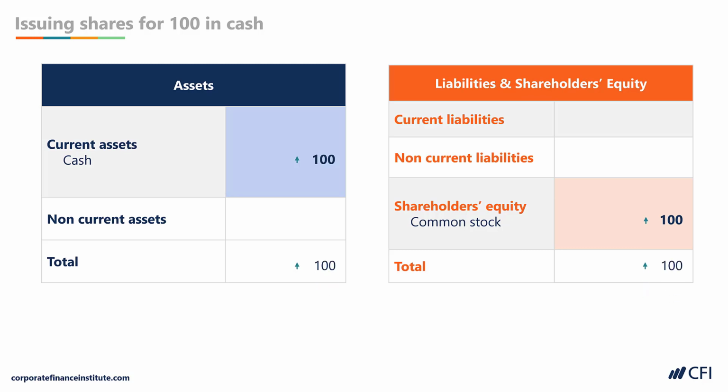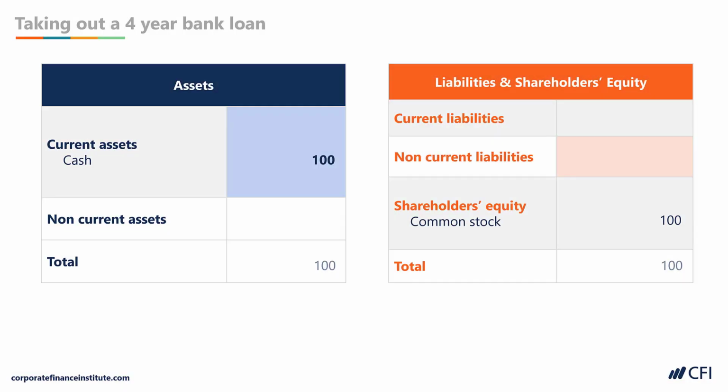Now, based on these two entries, the balance sheet balances, with total assets of 100 and total liabilities and equity of 100. Now let's consider what happens to the balance sheet when a company takes out a 4-year bank loan of $50. The company now owes $50 to the bank, so we can record this as a non-current liability because it's due in 4 years' time. If it was due within a year, it would be a current liability.